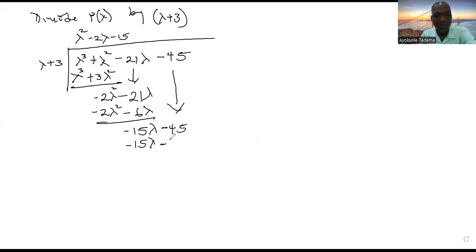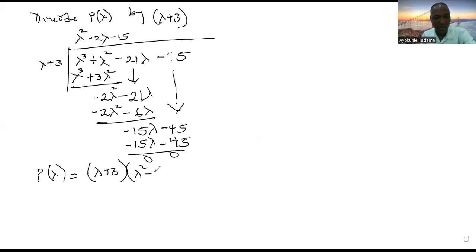We have minus 45, and the whole thing will cancel out. And that P of lambda equals lambda plus 3, lambda squared minus 2 lambda minus 15. Since our P of lambda equals 0, it means lambda plus 3 equals 0, and lambda squared minus 2 lambda minus 15 equals 0.